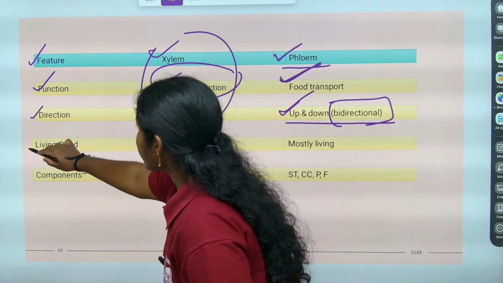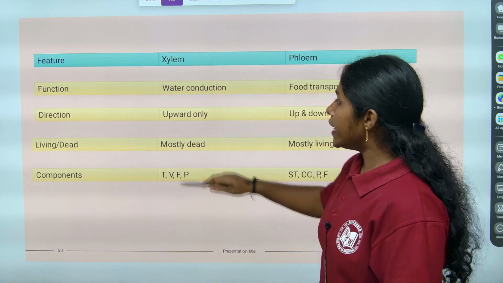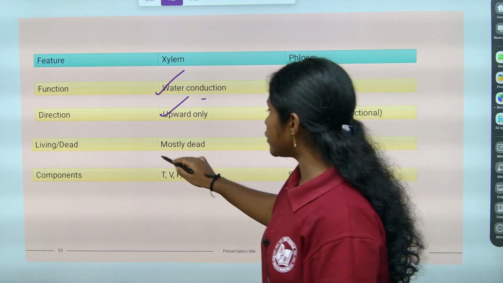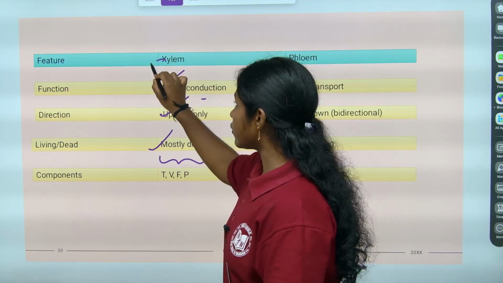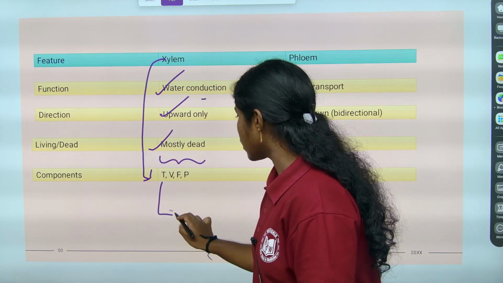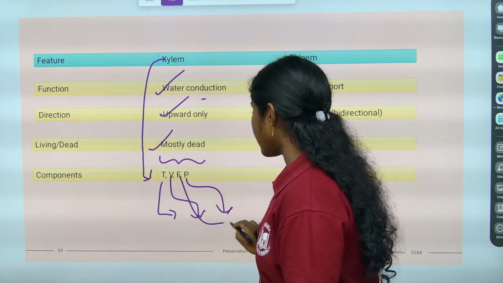So coming to the xylem, children. First we learn about the xylem. It is water conduction, mostly in the upward direction, and it is mostly dead tissue. Why do we call it dead tissue? Because the xylem has four components. What are they, children? Tracheids, vessels, xylem parenchyma and xylem fibers, right.